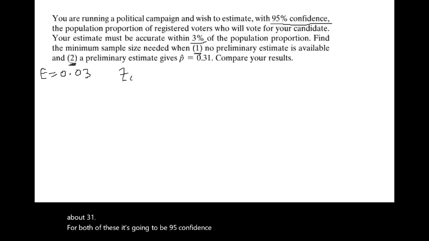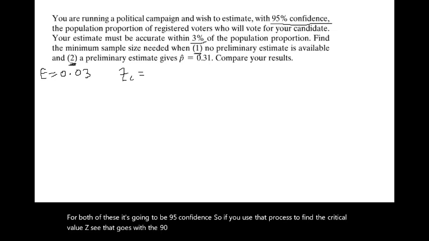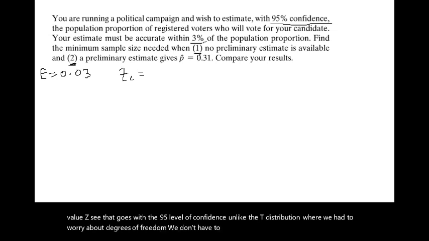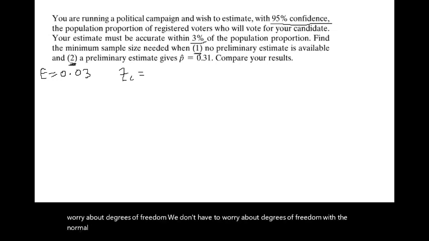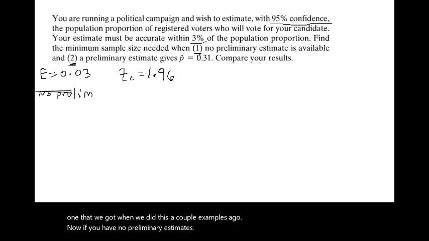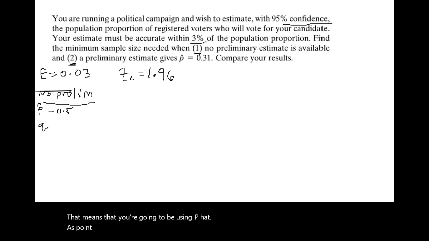So if you use that process to find the critical value ZC that goes with the 95% level of confidence, unlike the t-distribution where we had to worry about degrees of freedom, we don't have to worry about degrees of freedom with the normal distribution. So the ZC that goes with a 95% level of confidence is 1.96. It's the same one that we got a couple examples ago. Now, if you have no preliminary estimates, that means that you're going to be using p hat as 0.5, and q hat as 0.5. So let's see what that does.